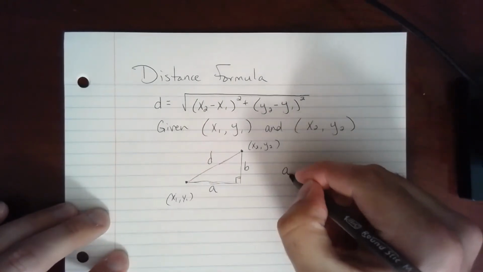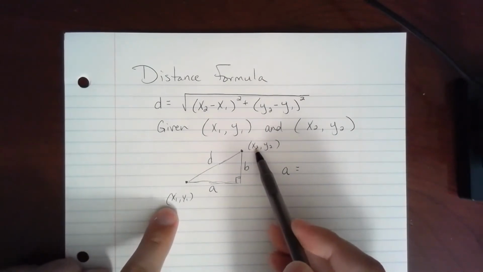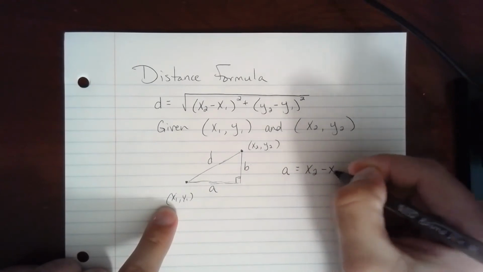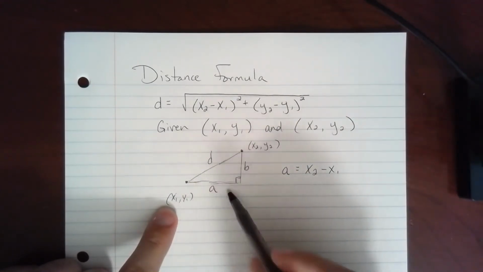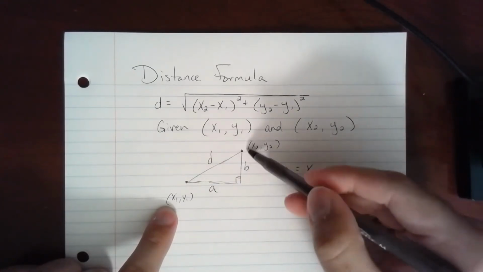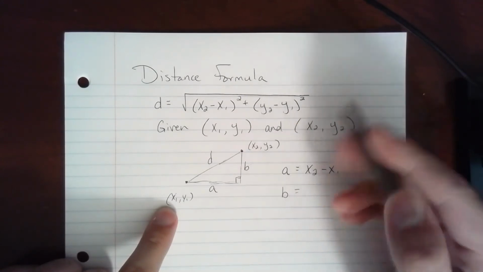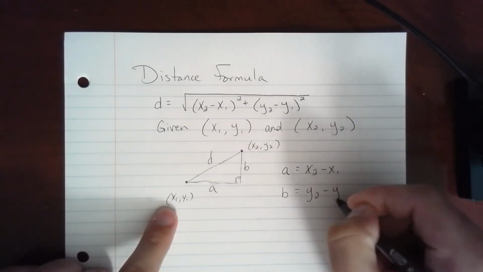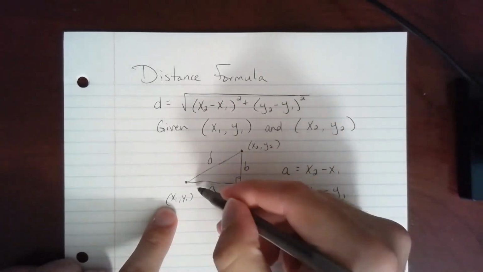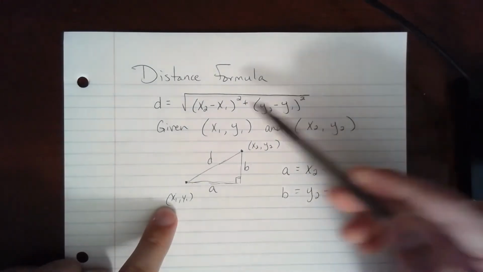To find the length of A, I would take the x values and subtract them. I would say take x2 and subtract x1 from it. That would be the length A. The height here, the b value, would be to take the higher point, the y2, and subtract the lower point from it, the y1. So we actually see that this side length here, A, and this side length here, B, are the x2 minus x1 and the y2 minus y1 that were up here originally.